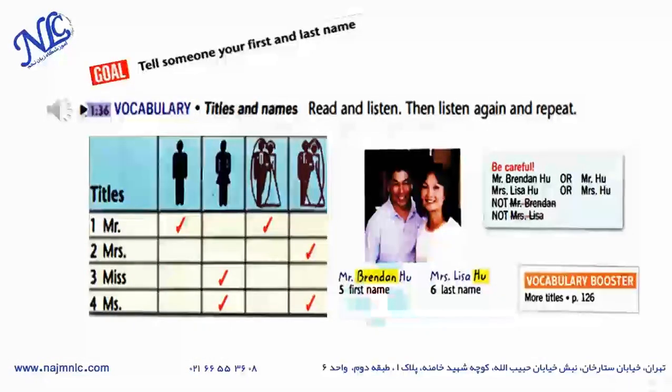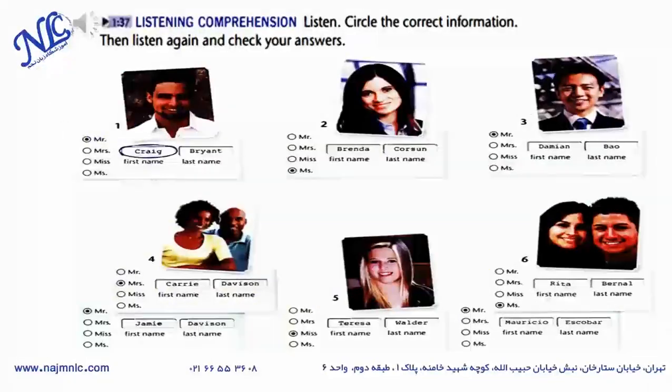Now, look at the picture. First name and last name. Mr. Brandon who? Mrs. Lisa who? Yes, the first name is Brandon. Last name is who? Look, be careful. We say Mr. Brandon who or Mr. who. We say Mrs. Lisa who or Mrs. who, only the family name or the full name. But we never say Mr. Brandon. We never say Mrs. Lisa, okay? Now here, listen and circle the correct information. Look, we have 6 pictures.